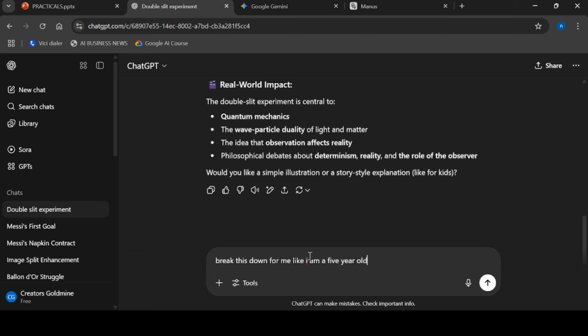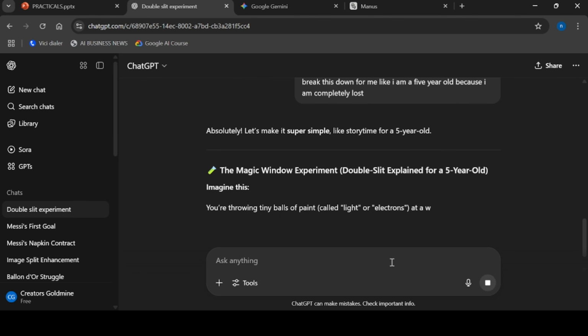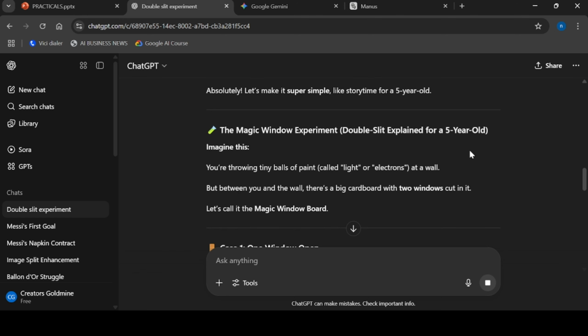Now let's see what ChatGPT will give us. Break this down for me like I'm a 5 year old because I am completely lost. So let's see. Absolutely. Let's make this super simple, like story time for a 5 year old. I love this. Now, the title: The Magic Window Experiment. Double slit explained for a 5 year old.